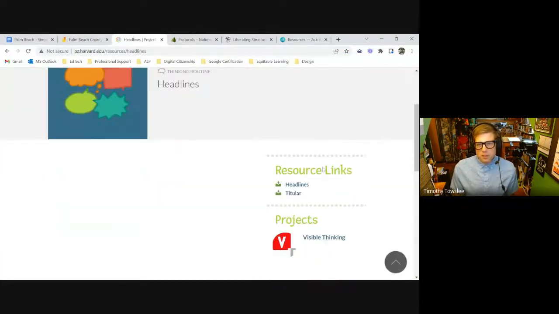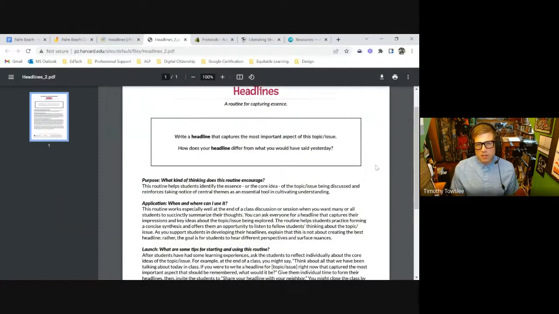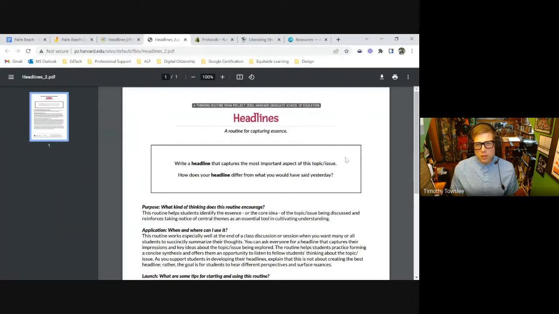So these are really, really simple. If you open them, there's just a link to the resource, and it gives you a really simple tool that you can share with students. So: write a headline that captures the most important aspect of an issue, and then talk about how your headline differs from what you would have said yesterday. We did it a little bit differently. We thought about what our headline is going to look like into the future, but you could talk about what your current headline looks like in a way that's different from the past.